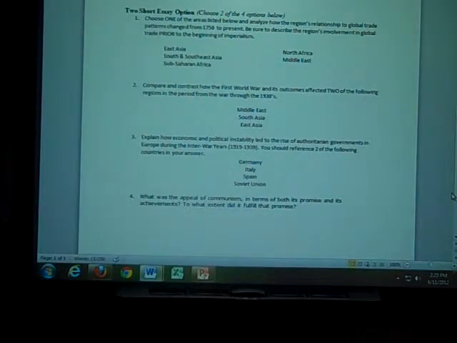Number 3, explain how economic and political instability led to the rise of authoritarian governments in Europe during those interwar years. You should reference 2 of the following countries in your answer: Germany, Italy, Spain, Soviet Union. So basically, rise of Nazism, rise of fascism, rise of communism. You're talking about 2 of them. So you can either talk about all fascism, in which case you'd be looking at Germany, Italy, or Spain. You can throw in communism if you want to, with the Soviet Union. But you also have the option of an entire essay option on communism.